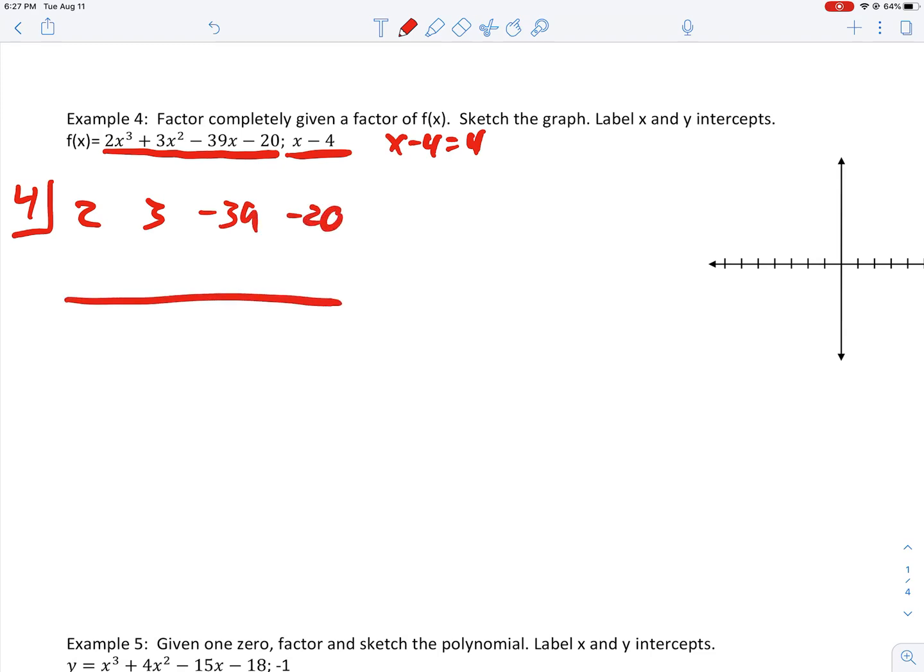Okay, it's saying that x minus 4 is a factor. So that means it has to divide in evenly. So as I go through and do this, this number here at the end better be a 0. Because it tells me it's a factor. So that means it divides evenly. So if I say 4 is a factor of 20, that means 4 goes into 20 evenly. Right? It goes 5 times.